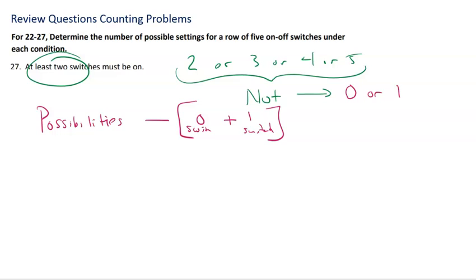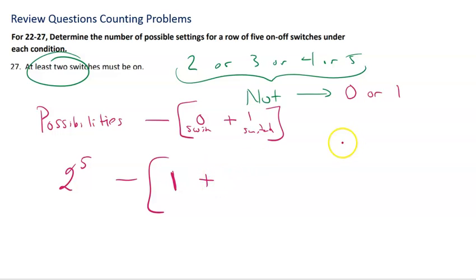Okay, so total possibilities, remember we did this for problem, I think, 22. So you have 2 to the 5th options because you have 5 switches, and each one of those can be on or off. That's where the 2 comes from, the on or off, and you do that 5 times, that's 2 to the 5th. Minus, now it says at least 2 switches must be on, so not at least 2 must be 0 on and 1 on. You see what I mean? So 0 switches on, there's only one way to do that, y'all, have them all off. That's the only possibility. Every one of them is off.